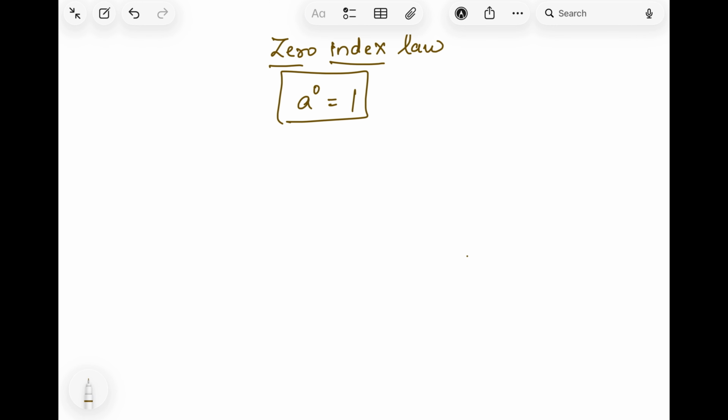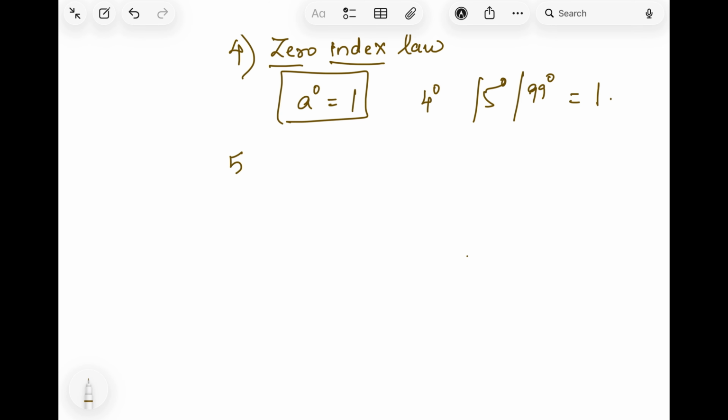Now next, one more law is there, that is the zero index law. As the name itself is self-explanatory, zero index means the index will be 0. So for any number or any variable, if the index is 0, the answer will always be 1. Always remember, anything raised to 0 is always 1. You just write 1 directly, whether it is 4 raised to 0, 5 raised to 0, or 99 raised to 0. Anything raised to 0, we always write 1. So this is the zero index law.